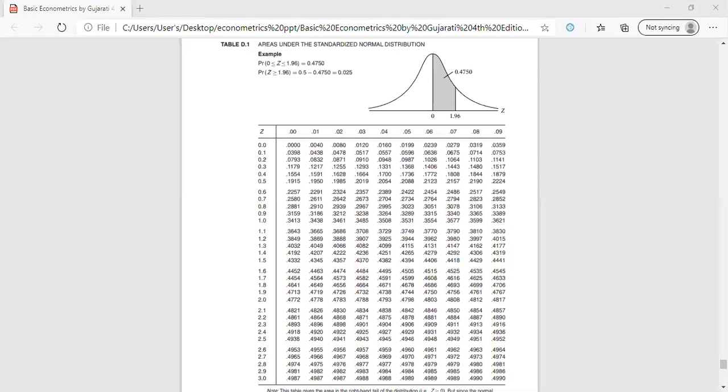Is it 0.9878? Exactly, it's 0.9878. I got 0.9861. That's okay, it's also tolerable. Anything close to 0.987 should be okay. But the number is not important. How you find it is important, the process of getting it.